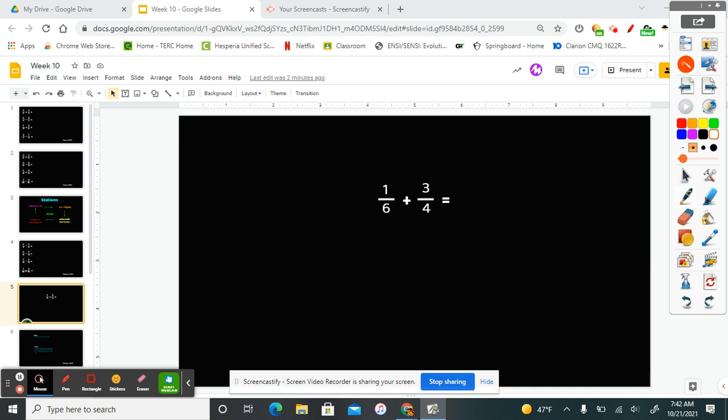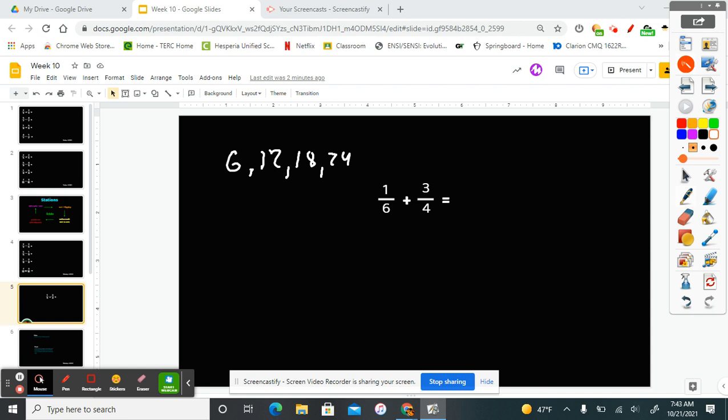So I like to start with the larger number, in this case the larger denominator, which is 6. So I take a look at 6 and I look at my multiples. Okay, my multiples are, I just count by 6. So 6, 12, 18, 24, so on and so forth. Those are my multiples of 6.